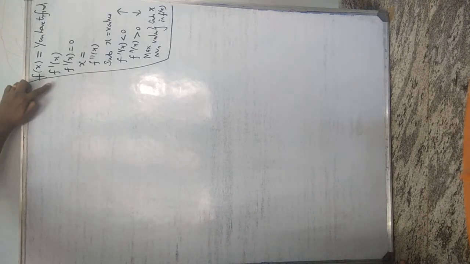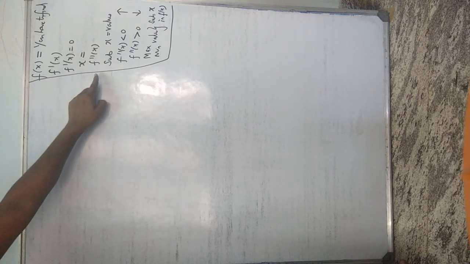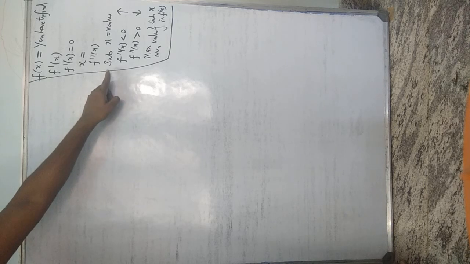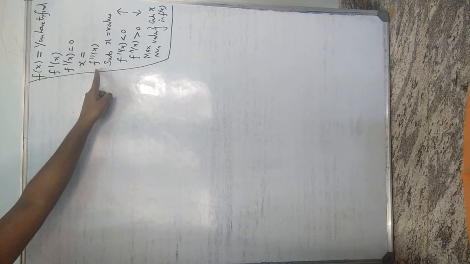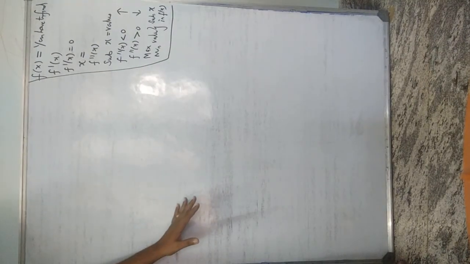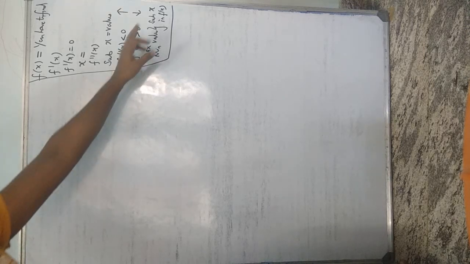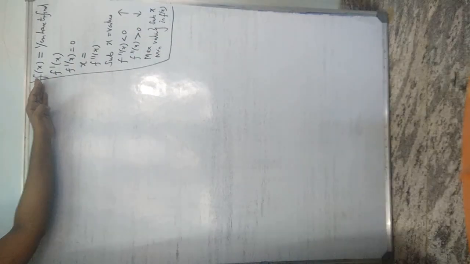F dash, differentiate one time, put it equal to 0, find the critical points, find f double dash of x, and substitute the x values in f double dash of x. If f double dash of x is less than 0, it is maximum. If f double dash of x is greater than 0, it is minimum. They will surely ask you the values in all the word problems. Therefore, to find the maximum and minimum values, substitute the x value in f of x.